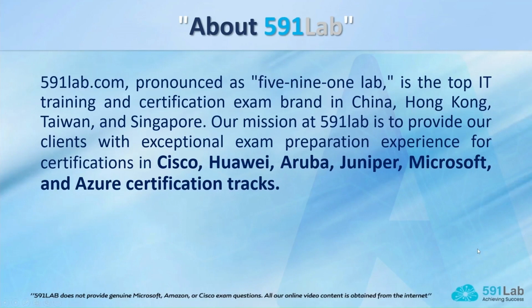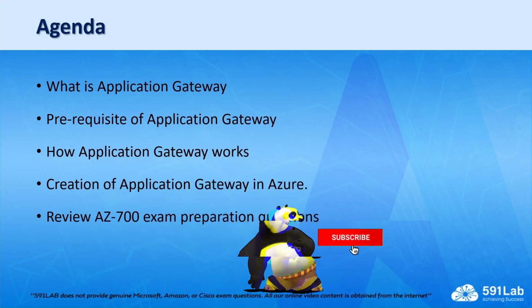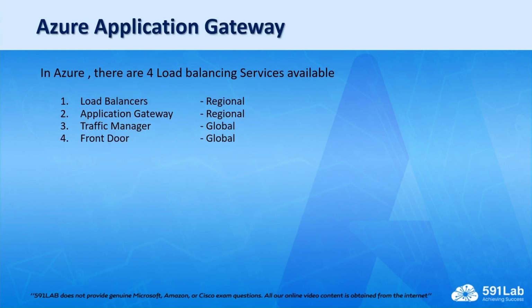So without spending any more time, let's have a look at the agenda for the session. Here is our agenda. First, we are going to talk about what is Application Gateway. Then we'll see what the prerequisites are to create Application Gateway and how Application Gateway works. After that, we are going to see how to create Application Gateway in the Azure portal. Later in this video, we are going to review some AZ-700 exam preparation questions related to Application Gateway. So let's move to the first slide.